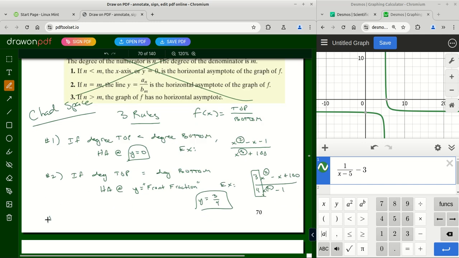Rule number 3, I think we can squish it in here. So if the degree of the top is greater than the degree of the bottom, then there's just no horizontal asymptote. Like, as in you have to click none. Like, what's a horizontal asymptote? You click none. Okay, that's the only time you click none. Quick example, let's say I got x cubed plus 1 divided by x squared plus 1. I don't really care. Just right here, the top is bigger than the bottom, and you can't do it.